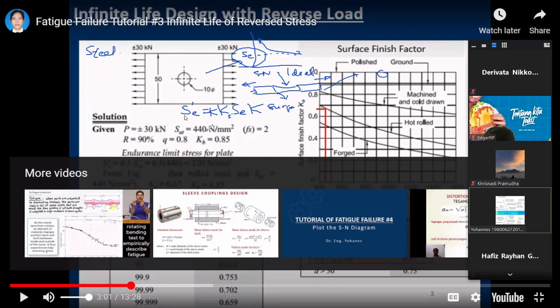But first we have to know that we cannot directly use the data from the material handbook, which describes the standard laboratory test, on a real application. For example, in this case, we have a plate with a hole and we have a different surface finish. So that's the first note for this tutorial.